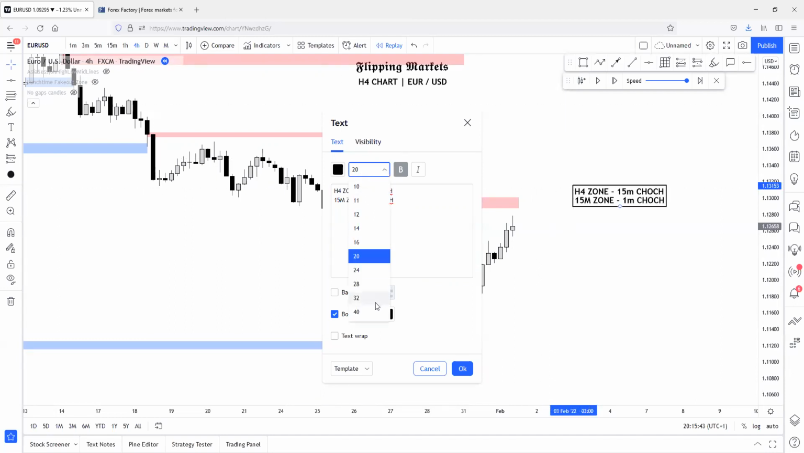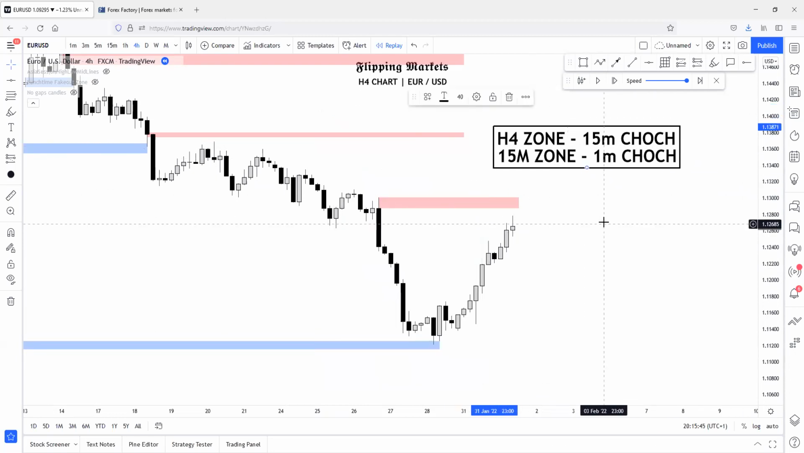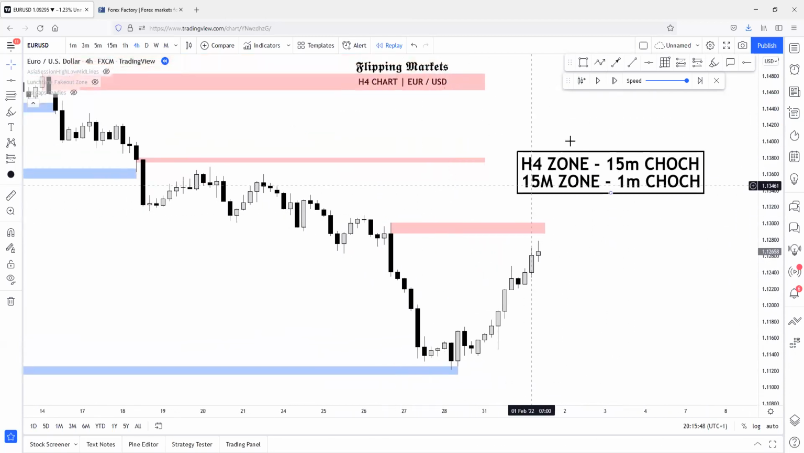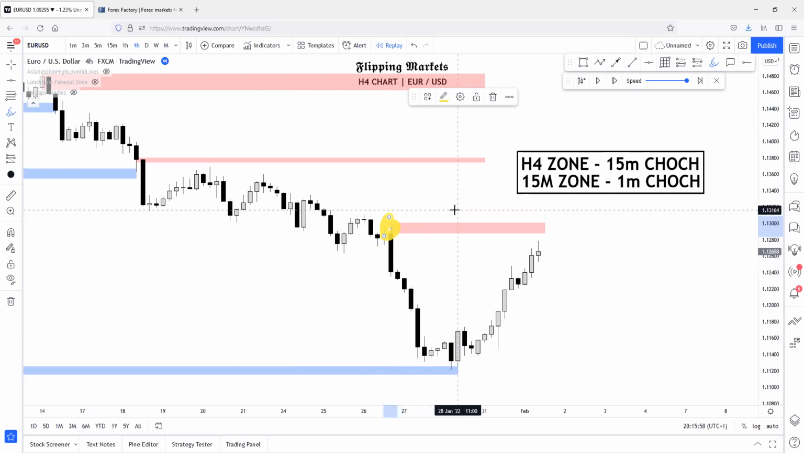And one more important rule about this 4-hour 15-minute CHoCH. If the 4-hour zone has been refined on the 15-minute chart, you still have to count that refined 15-minute zone as a 4-hour zone, because it will still be a 4-hour zone, and you have to treat it just like a 4-hour zone. So you will need a 15-minute change of character inside of that 15-minute refined supply zone.